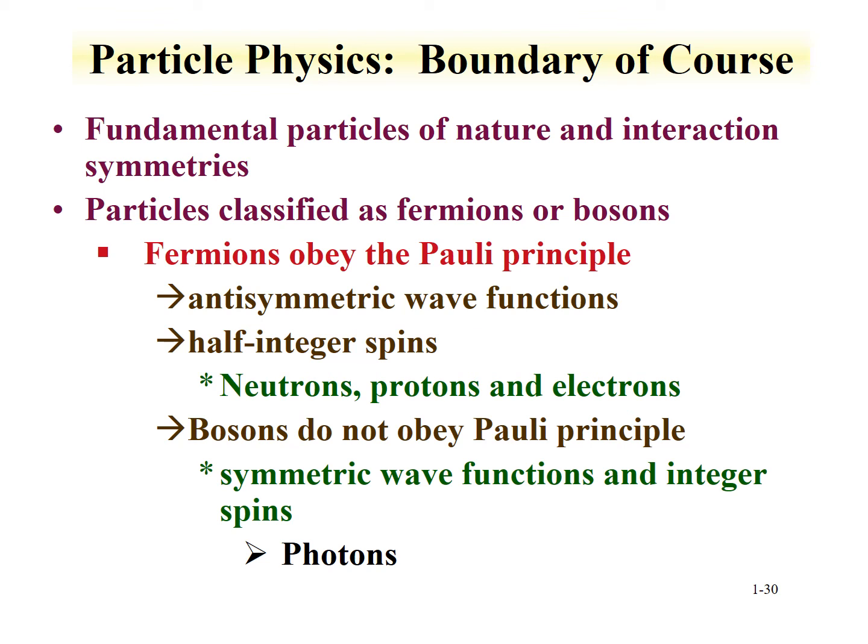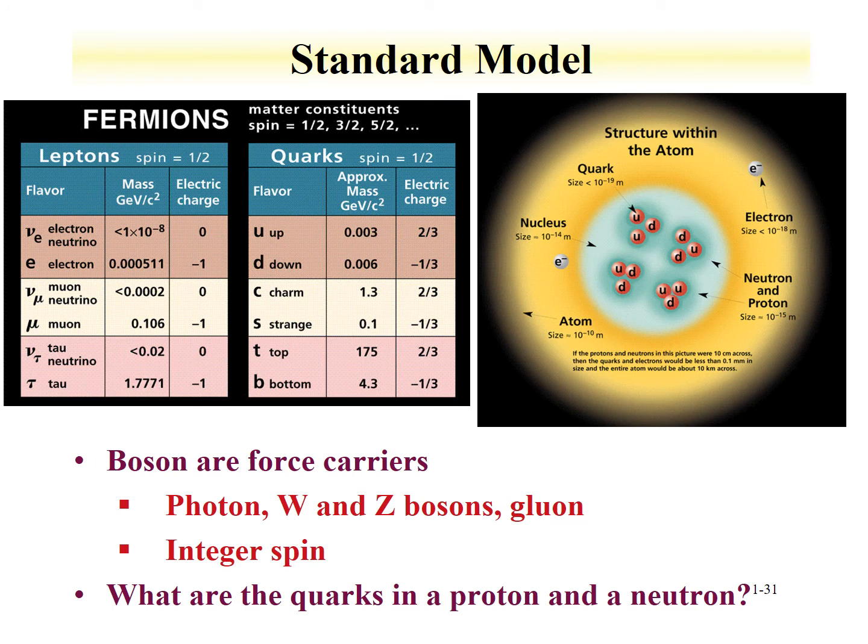Bosons do not obey the Pauli principle. They have symmetric wave functions and integer spins. So for instance, photons. We're going to utilize some of these properties in discussing transitions. As you can imagine, neutrons, protons, electrons, they're all involved in decays, and photons are involved in gamma decay. The standard model is shown here, where you've got a nucleus, as we described, quarks, that 3 quarks make up a nucleon. So a proton, shown here, 2 up and a down quark, a neutron, 2 down and an up quark, an electron much further out.